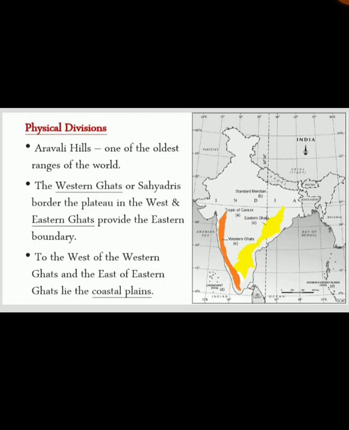Next, the Aravalli Hills, one of the oldest ranges of the world. The Western Ghats: here you can see in the diagram the Western Ghats, or Sahyadris, border the plateau in the west, and here with the yellow color the Eastern Ghats provide the eastern boundary. To the west of the Western Ghats and the east of the Eastern Ghats lies the coastal plain.